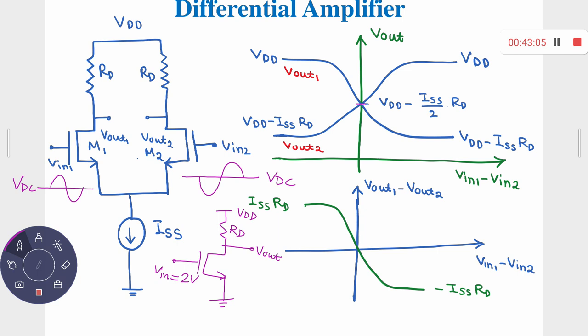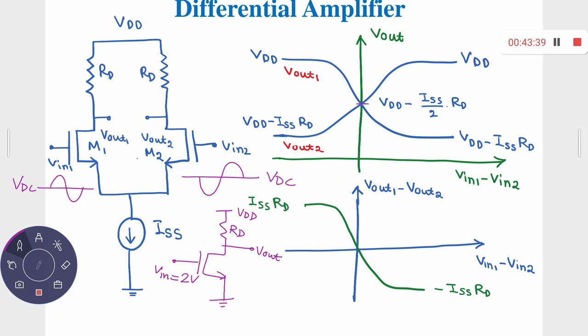If both V1 and V2 have the same value, that is VDC or VCM, what is the output? Output is 0. Because this time the output is computed like Vout1 minus Vout2, not individually Vout1 or Vout2. And that difference is equal to 0. That means this differential amplifier is completely insensitive to DC level.